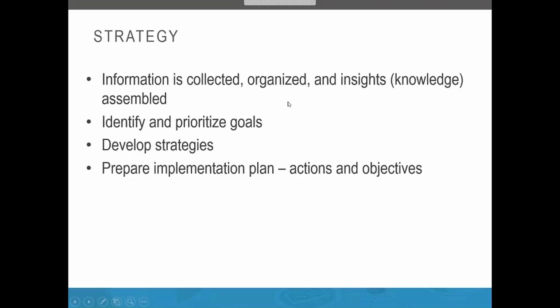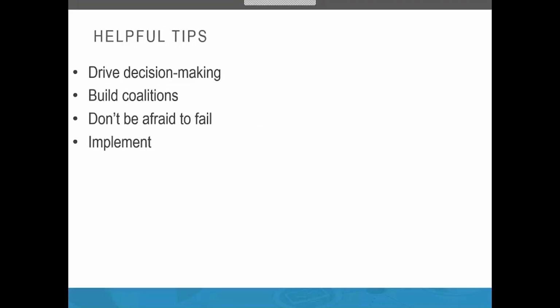So once the information is turned into knowledge based on your excellent visualizations and your excellent data organization skills, your goals are identified and prioritized based on your SWOT analysis. So then strategies can be developed with implementation plans to close that gap between the vision and your current situation. So here are just some helpful tips for strategic planning in general. The result of a good plan is really good decision making. So having that objective, data-driven information really helps increase and drive decision making.